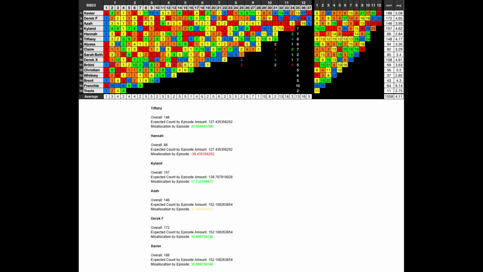Now we're moving on to Hannah, who has 88 diary rooms, and her expected count by episode amount is 127.43. This causes her to have a misallocation amount of negative 39.43, meaning that she is missing about a third of the diary rooms that she would need to have a balanced edit, and this is one of the largest misallocation numbers that I've seen just in general, which isn't good.